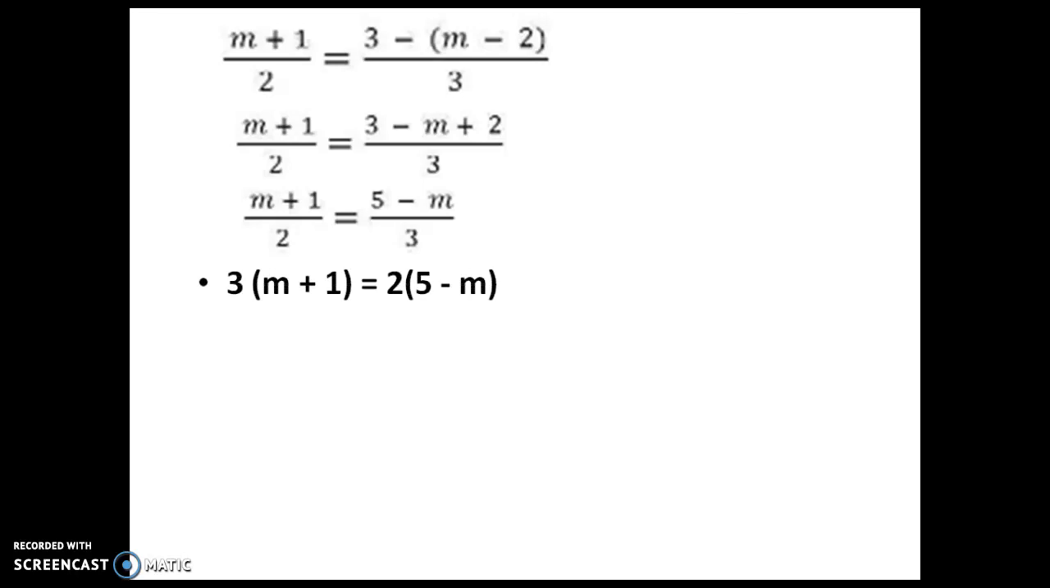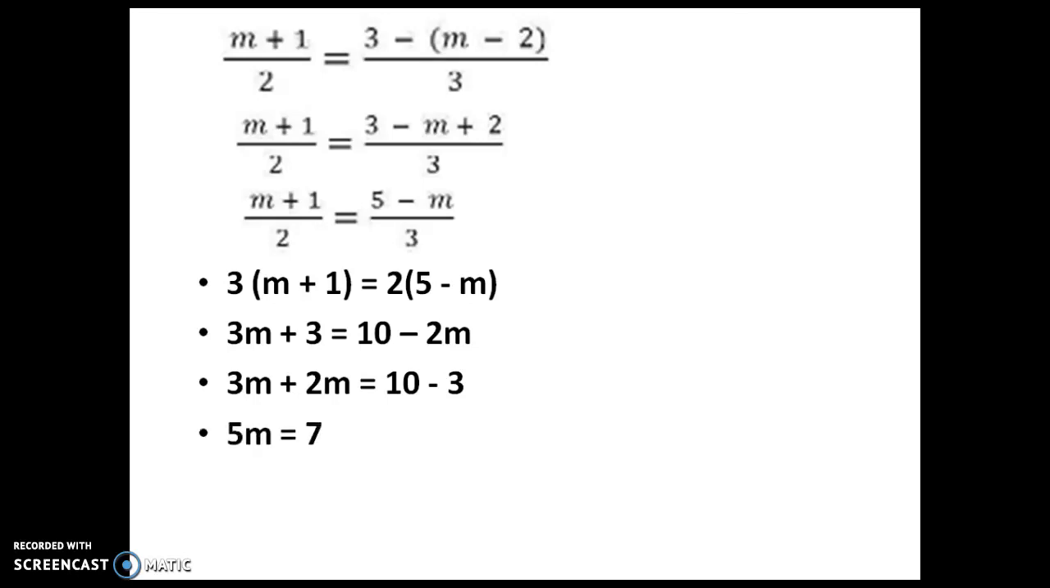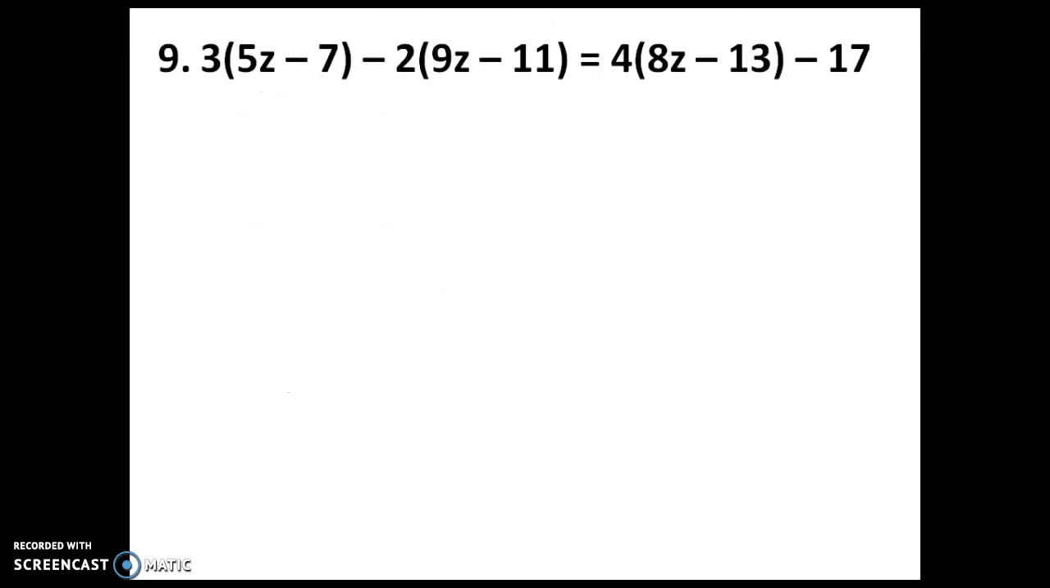Then cross multiply. Now cross multiplied, then remove the brackets. Then next step, you have to bring all m to one side of equal to and constants to the other side. So you will get 5m equal to 7. Then m is equal to 7 by 5. That's the answer.